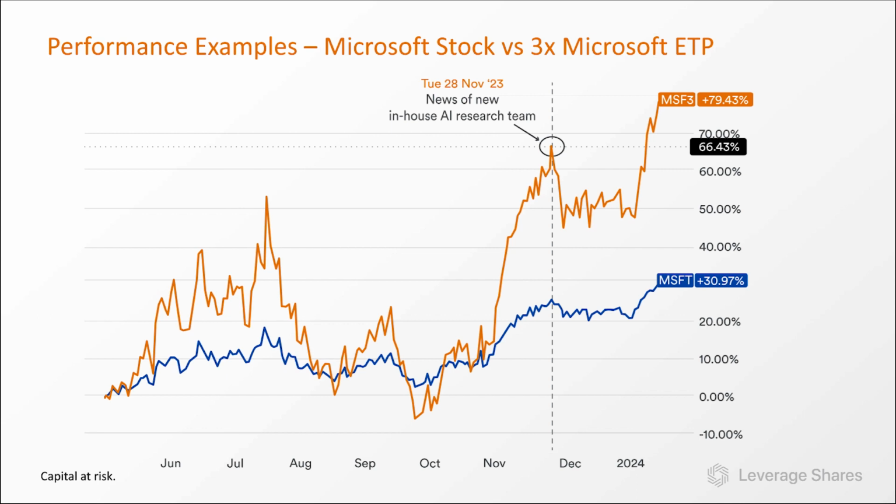This is the Microsoft underlying stock, and accordingly the 3x long Microsoft ETP in orange. This time it's quarterly revenue results and news of a new in-house AI research team, which came out on the 28th of November. As you can see, we have the underlying, which rose a significant percentage, and the 3x long Microsoft ETP had tripled the performance.